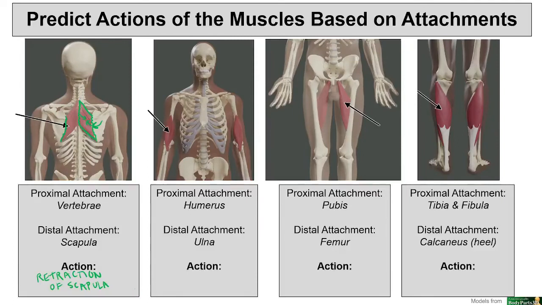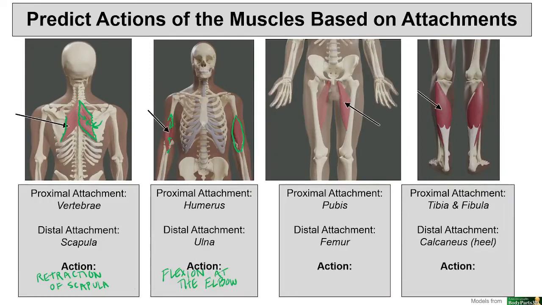Okay, so what about the next one? We see an attachment to the humerus here and also to the ulna. So which bone would likely move in this case? So we'll see the ulna, and that leads to which action again as this muscle shortens. So that action will be flexion at the elbow or the arm. And this here is the brachialis muscle, named for where it is within the arm.